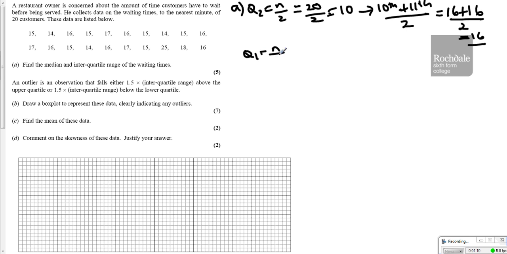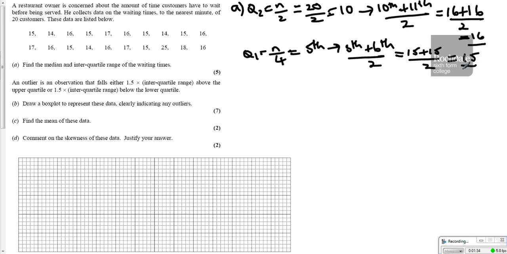The lower quartile, n over 4. So we've got 20 over 4, which is the 5th. So again, we're going to look for the 5th and the 6th, add them together and half it. And if you've got them in order, you will see that both of those are 15. So when you add them together and half it, you're still going to get an answer of 15.